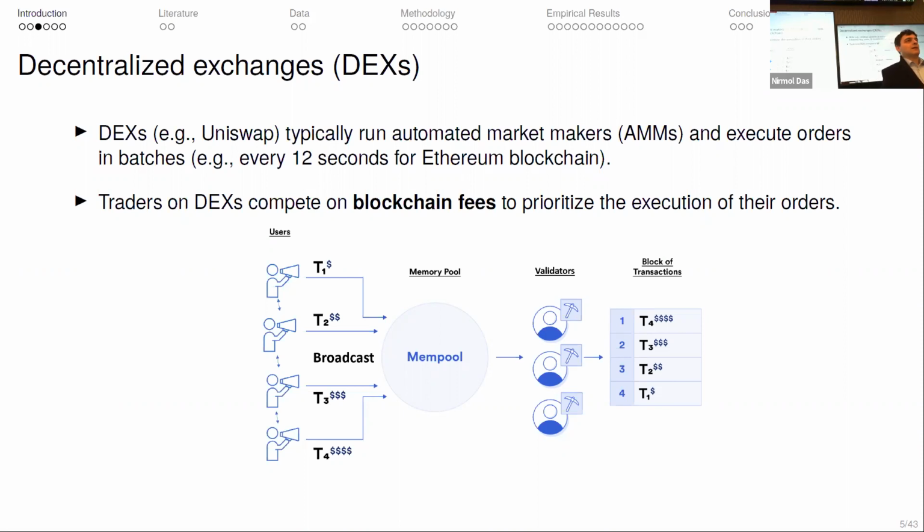So the idea is that the orders that you submit are not immediately or instantaneously executed, but every roughly 12 seconds. This is the case for the Ethereum blockchain. So this exchange operates on a blockchain, which is a distributed ledger where many transactions are submitted, and then the validators will pick these transactions and will execute them.